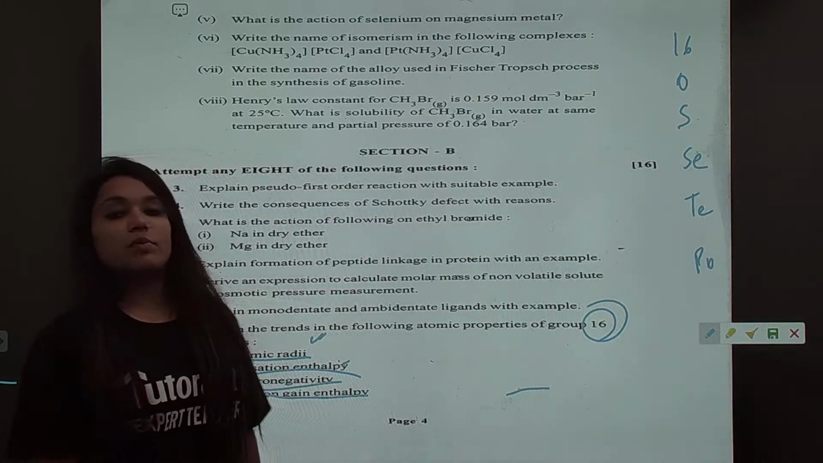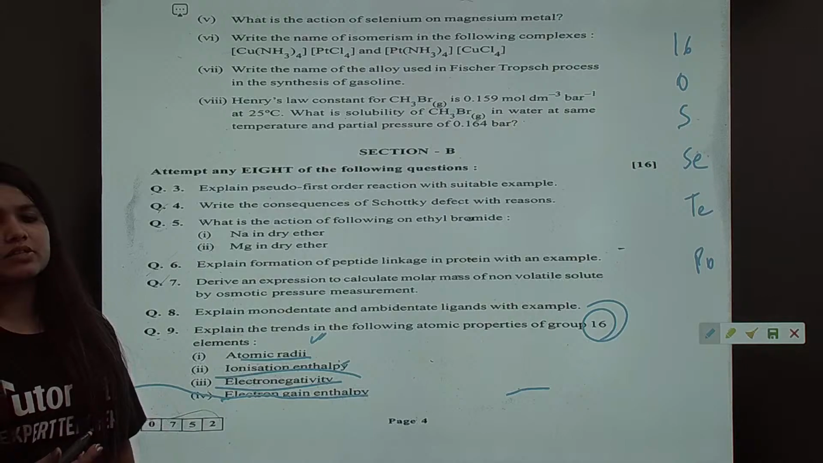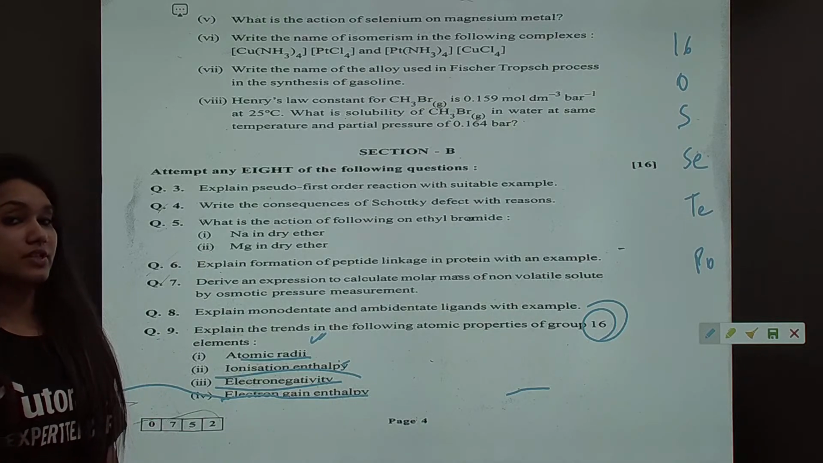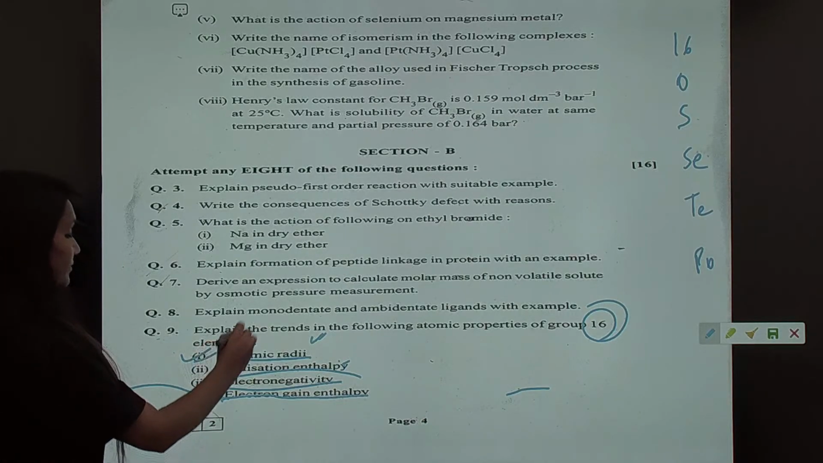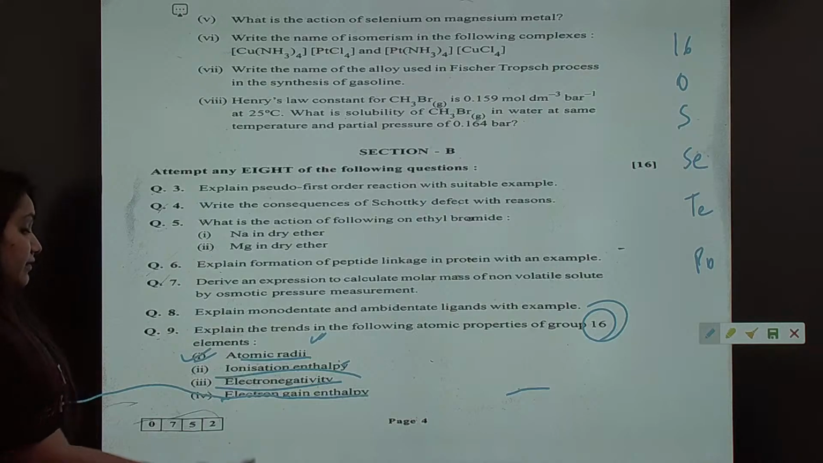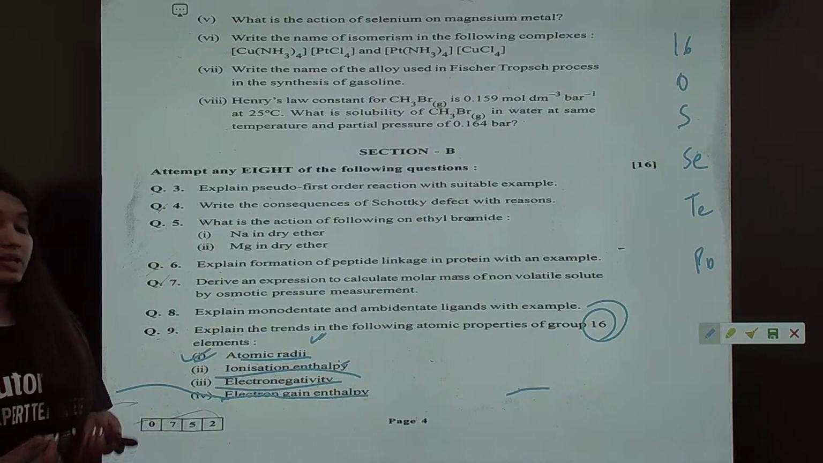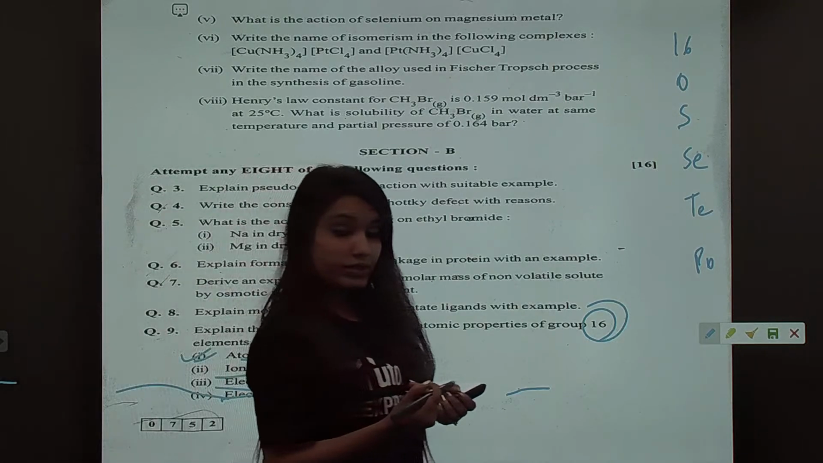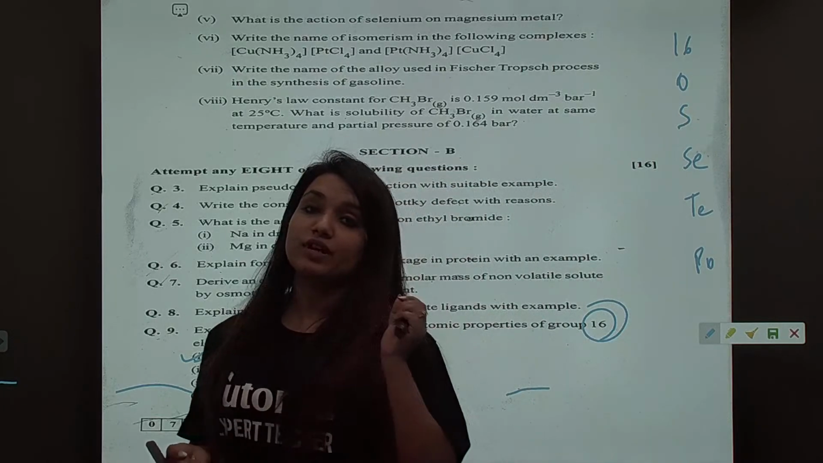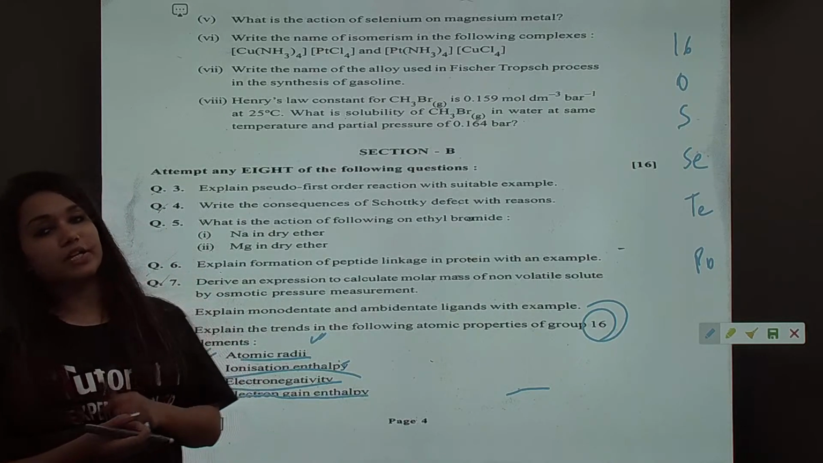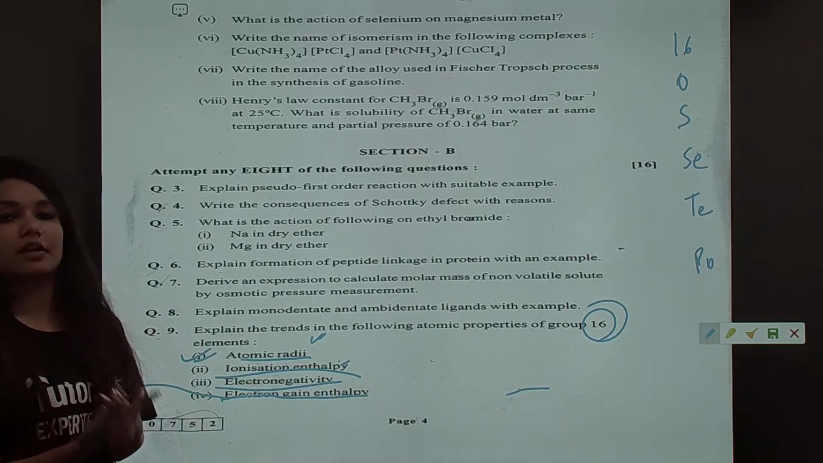Now when I talk about the atomic radius, the answer is quite simple. As you go down the group, the atomic radius will increase definitely because the number of shells are increasing. With that, the nuclear force of attraction is decreasing and the shielding effect is also increasing. That's the first property. The second one is ionization enthalpy. What is ionization enthalpy? Ionization enthalpy is the minimum amount of energy which is required to remove the most loosely bound electron from the outermost shell of an isolated gaseous atom in its ground state. So, in simple terms, nothing but the energy required to remove the last electron, that's it.